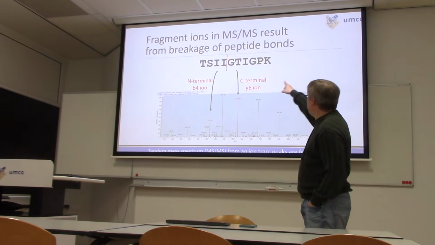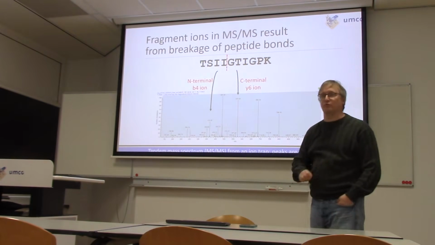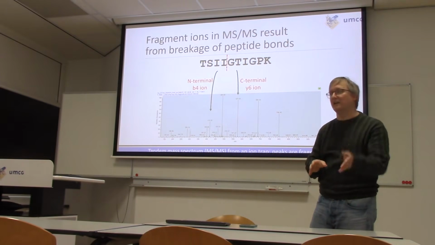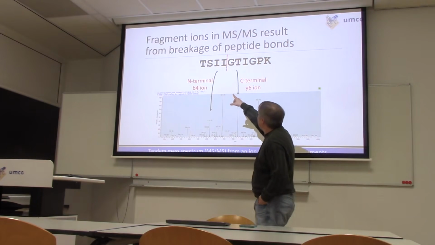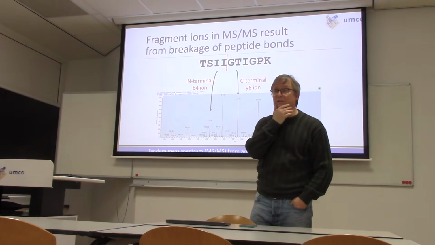This is a tryptic peptide. You see it's got that nice lysine there at the end, so it's rational that you would see a trypsin cut after lysine. We have threonine, serine, isoleucine, isoleucine. We know the masses of all of these.